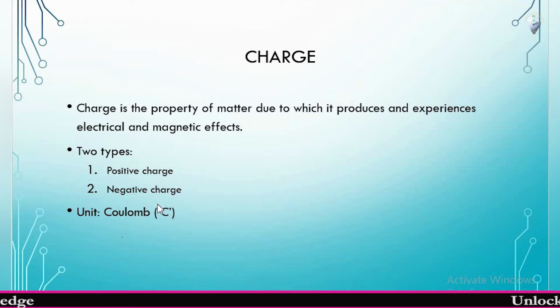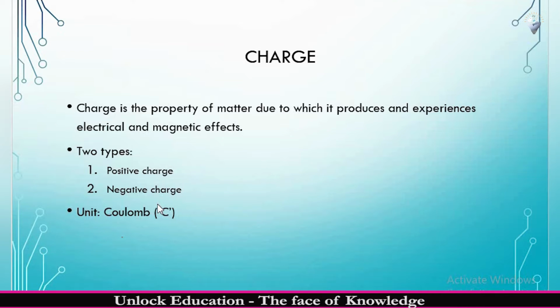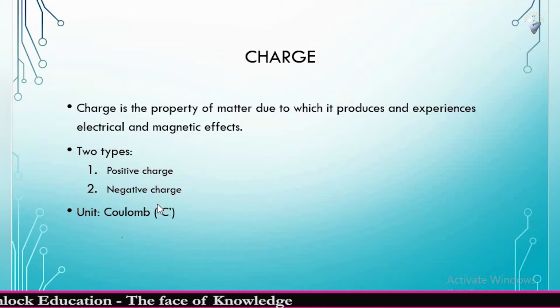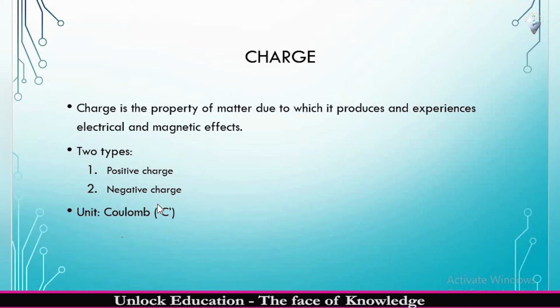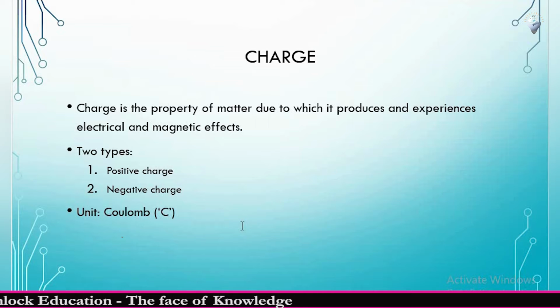Now, charge is the property of matter due to which it produces and experiences electrical and magnetic effects. Charge is of two types, positive charge and negative charge. Positive charge means deficiency of electrons. Negative charge means accumulation of electrons or higher concentration of electrons. Its unit is Coulomb, denoted as uppercase letter C.